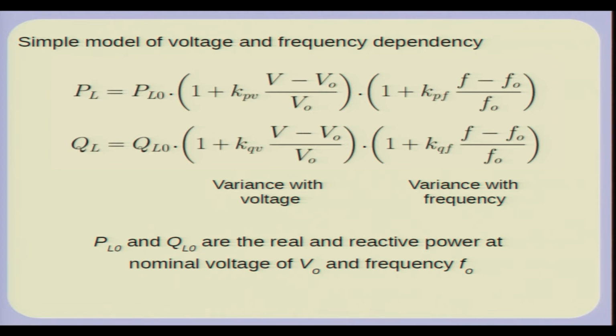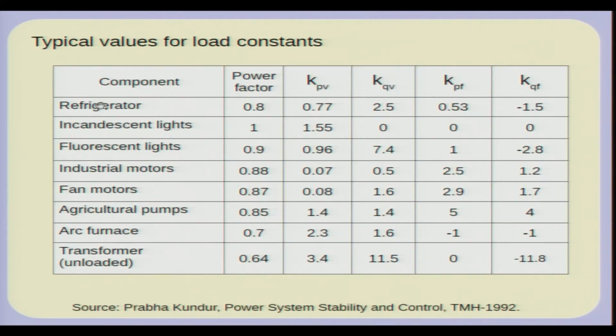Now, if you look at the typical loads which are there, for example, incandescent lights, the power factor is 1. These are typical values, and you will find that the KPV factor is 1.55. One would expect it to be exactly 2, but here you are seeing that it is not exactly 2, it is 1.55. And KQV, KPF and KQF: there is no dependence of reactive power on frequency or voltage, because of course this is a real power device.